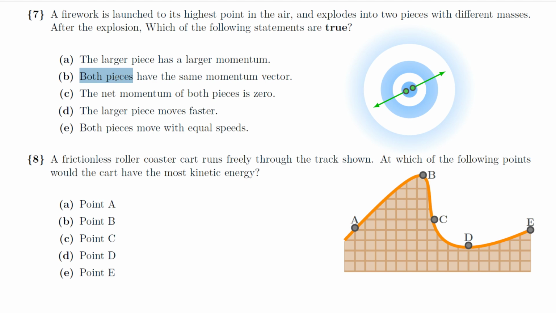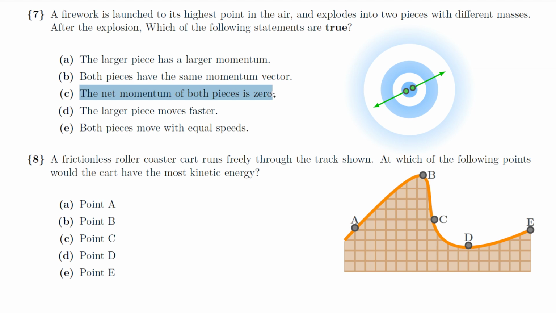B, both pieces have the same momentum vector. That can't be true either because momentum has direction and they fling off in opposite directions. So they might have the same magnitude of momentum, maybe, but not the same direction, so that can't be true. C, the net momentum of both pieces is 0. That is true because the momentum of one is equal and opposite to the momentum of two, so when you add the two together, because they're vectors, they actually just cancel out. So the net momentum of both is 0.